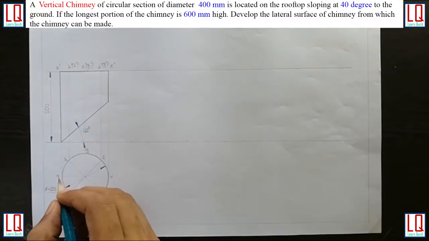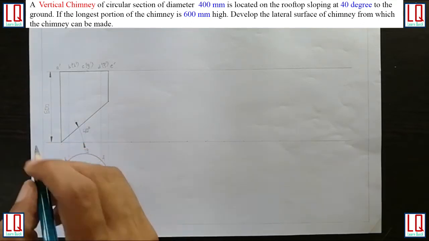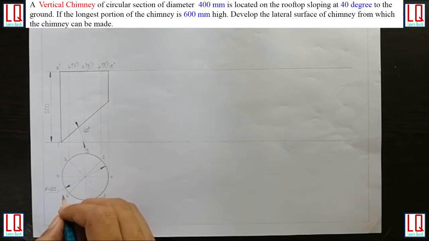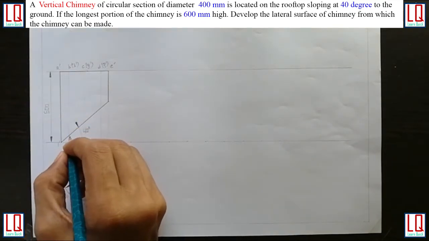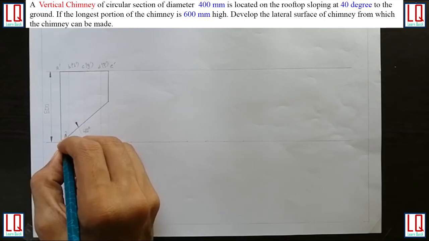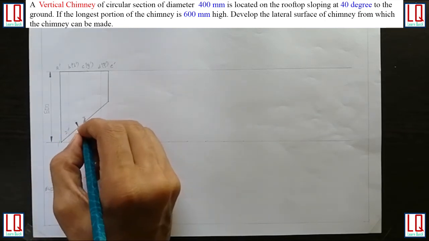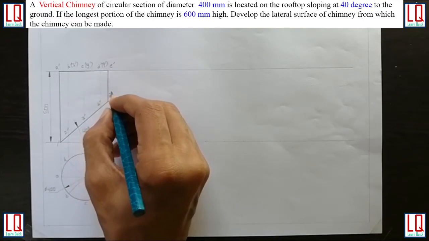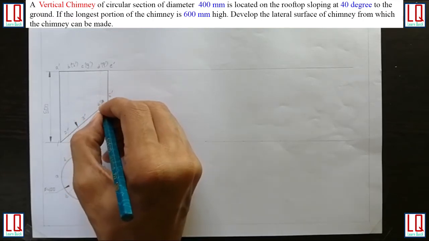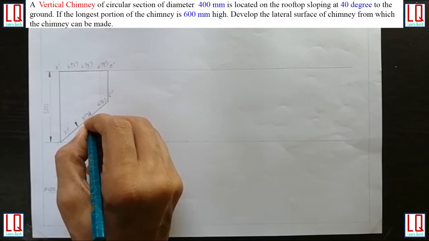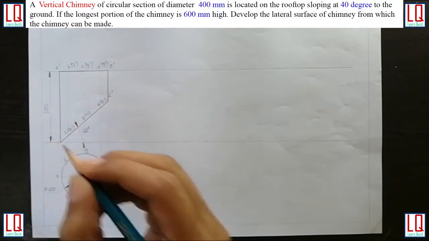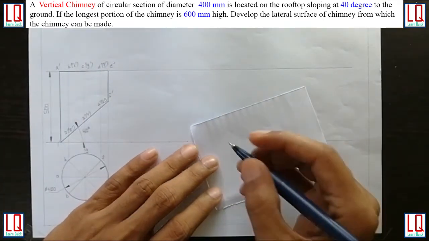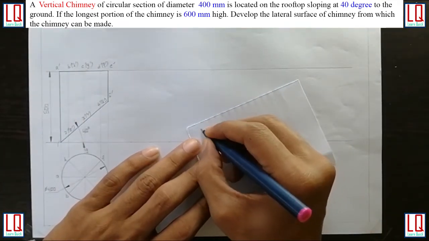First we will start with the generator A. It has been cut here, and we will name it 1 dash. Then we have generator B. It has been cut here, and we will mark it as 2 dash. Similarly for C, 3 dash, 4 dash and then 5 dash. For F, bracket 6 dash, bracket 7 dash and then bracket 8 dash. To develop the lateral surface of this vertical chimney, we will use the parallel line method.